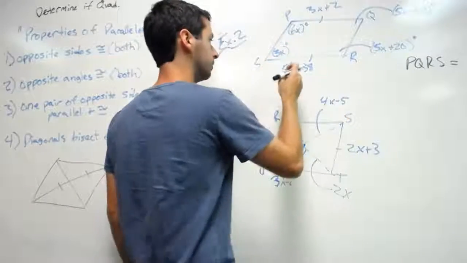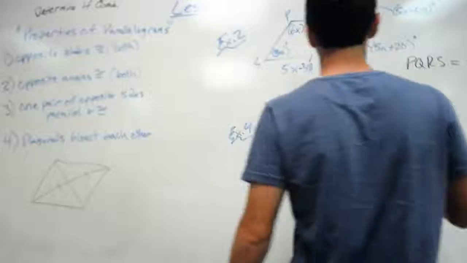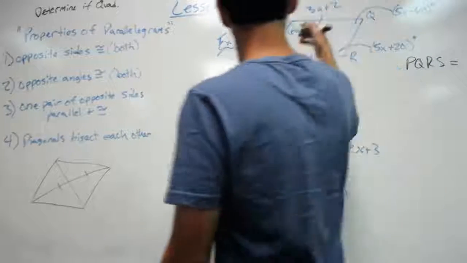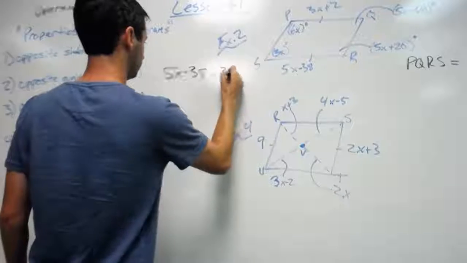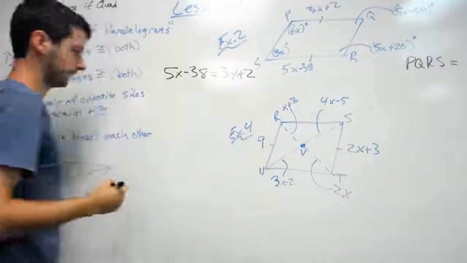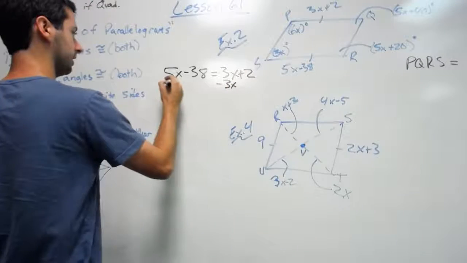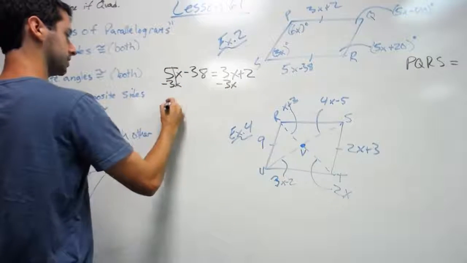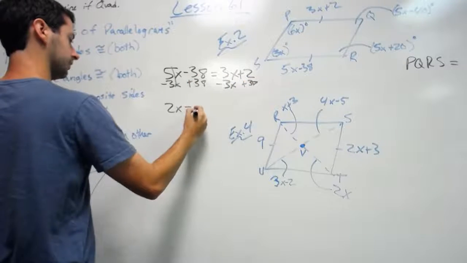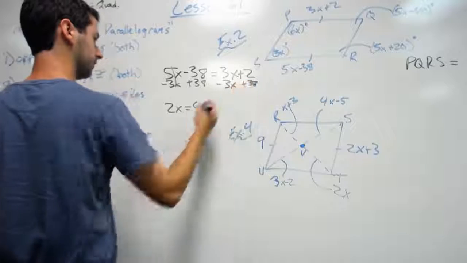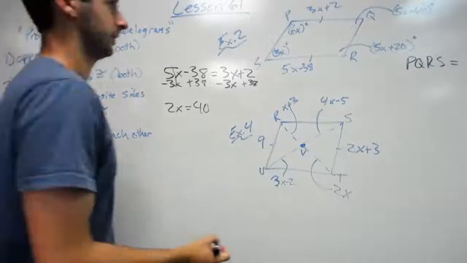However, since these are congruent, we can find x. So we would set these equal to each other: 5x minus 38 equals 3x plus 2. And then you can solve. Minus the 3x, that's 2x. Add 38, that equals 40. So therefore x equals 20. We'll keep that up here.